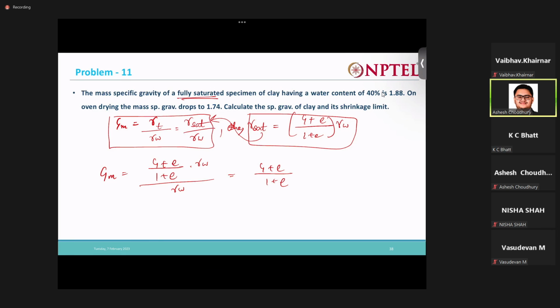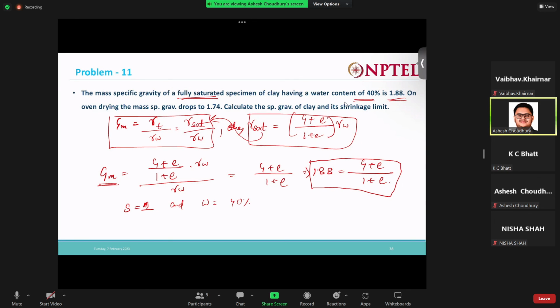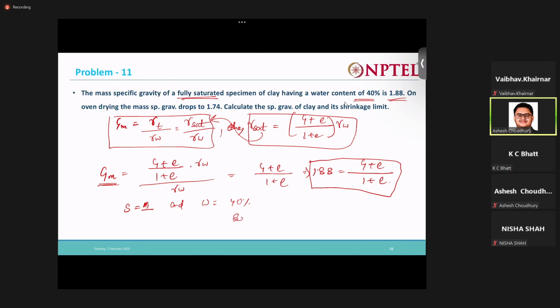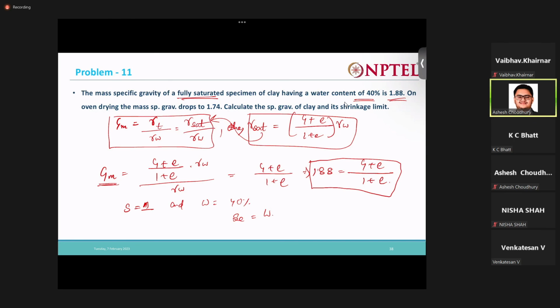Now it's given to us that this is 1.88. So we substitute 1.88 is equal to (G plus e) by (1 plus e). Now again, at saturation, S is equal to 1, and the water content is 40%. Now if we use our old relation, S e equal to wG, we can write e is equal to wG by S. S is 1, w is 0.4, so e will be nothing but 0.4 G.